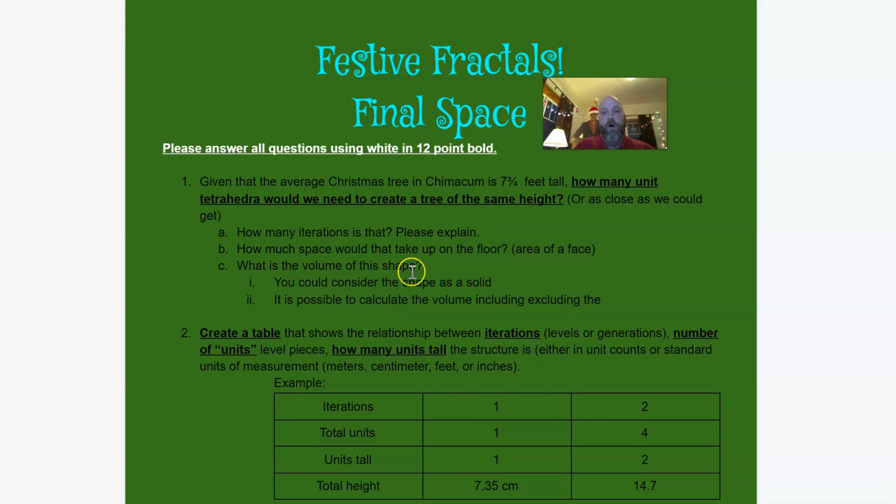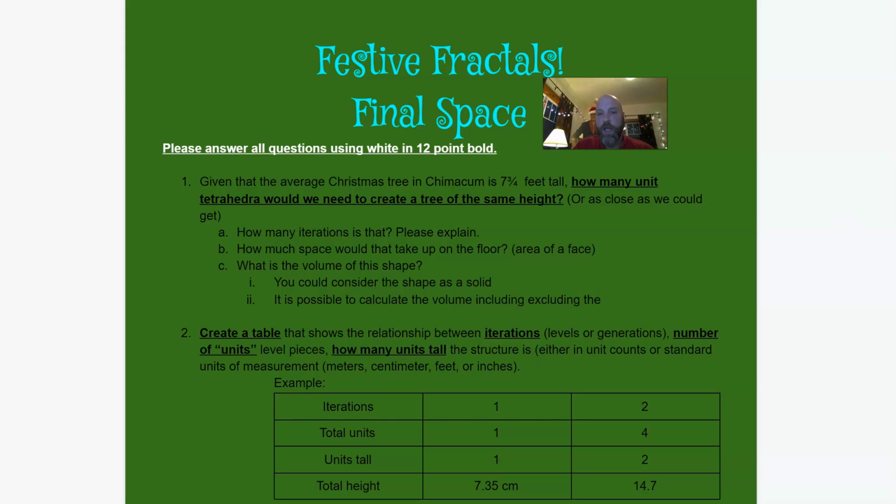Then we get to the volume. I'm going to spend tomorrow talking about volume. How much space is this taking up? A 2-dimensional face and a 3-dimensional volume. So here's a 2-dimensional representation. This is a 3-dimensional representation.